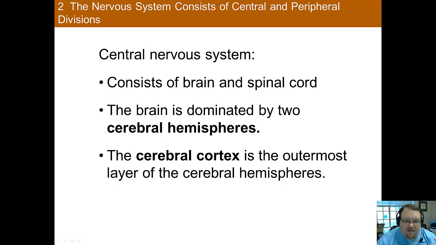The cerebral cortex may be thought of as the seat of complex cognition. So this is where a lot of the complex thinking, executive functioning, things like that, occurs. Because of that, damage to the cortex may impair higher functioning, such as speech, memory, or visual processing.